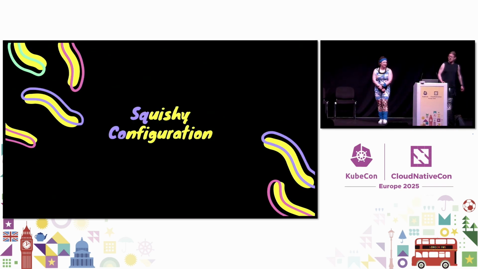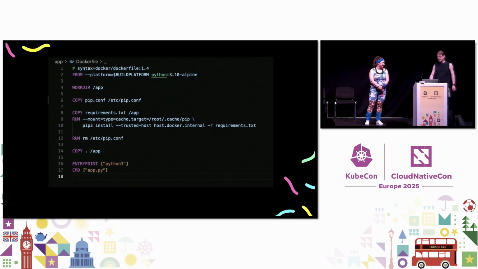So let's take a quick look at what makes this container so squishy, starting with our Dockerfile. Now, the application that we've containerized here doesn't really matter. In this case, it's a Flask API that returns a string, but we're trying to demonstrate how we've containerized it and how we're deploying it.